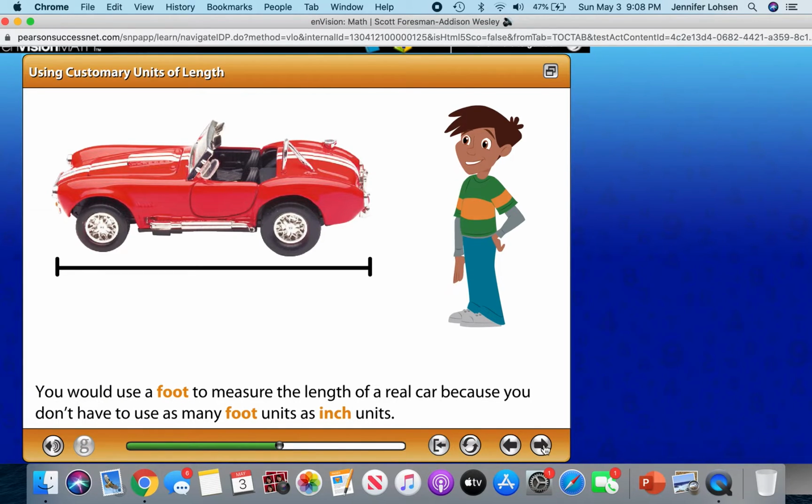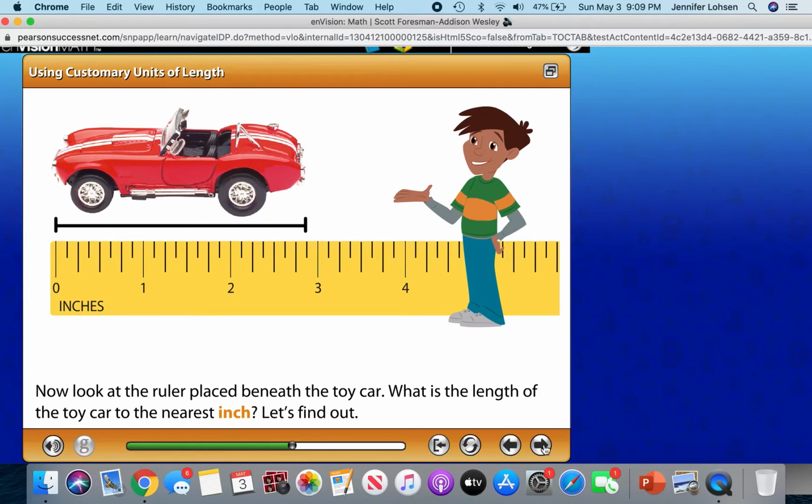You would use a foot to measure the length of a real car because you don't have to use as many foot units as inch units. If you came up with feet, you are absolutely correct. I think this might be the part where I chucked my paperclip across the room because I said, I'm not going to measure my car with a paperclip because it would take me forever to do that. It would just take way too much time and would not be efficient.